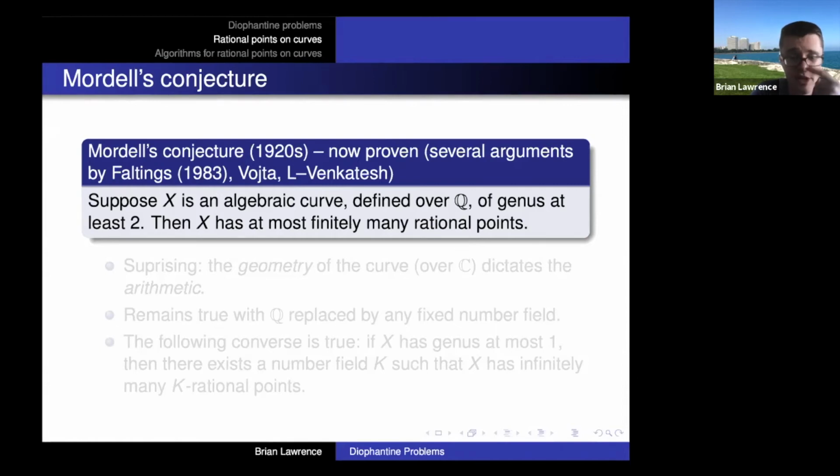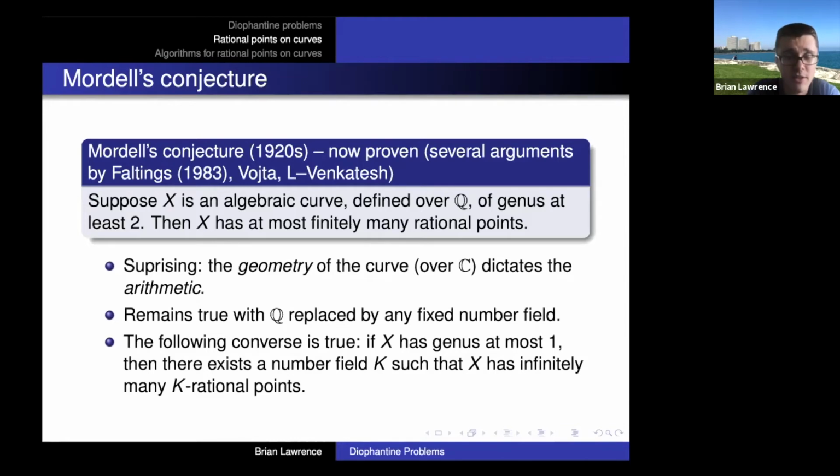So this was first conjectured by Mordell, I think, in the early 20th century. The first proof was by Faltings in 1983. And there have been several different proofs that have come out since.